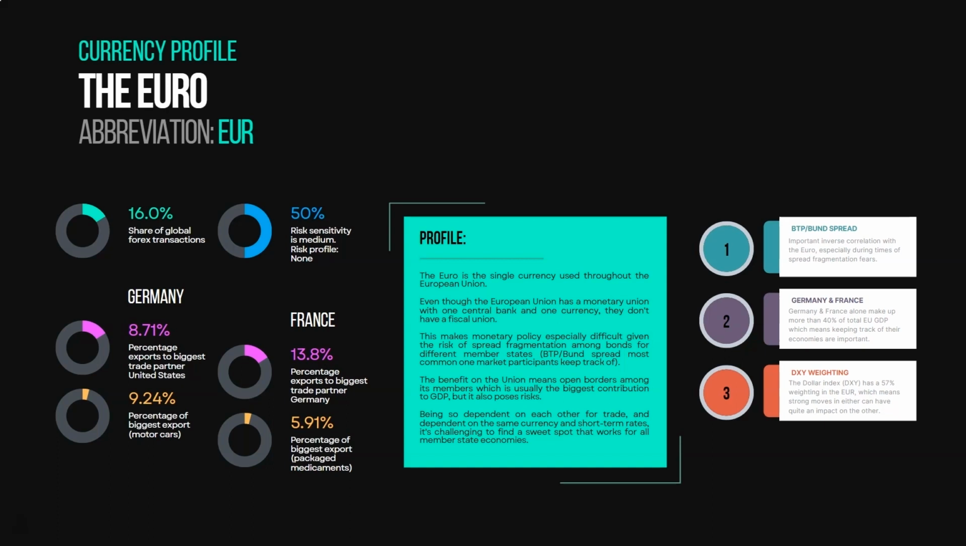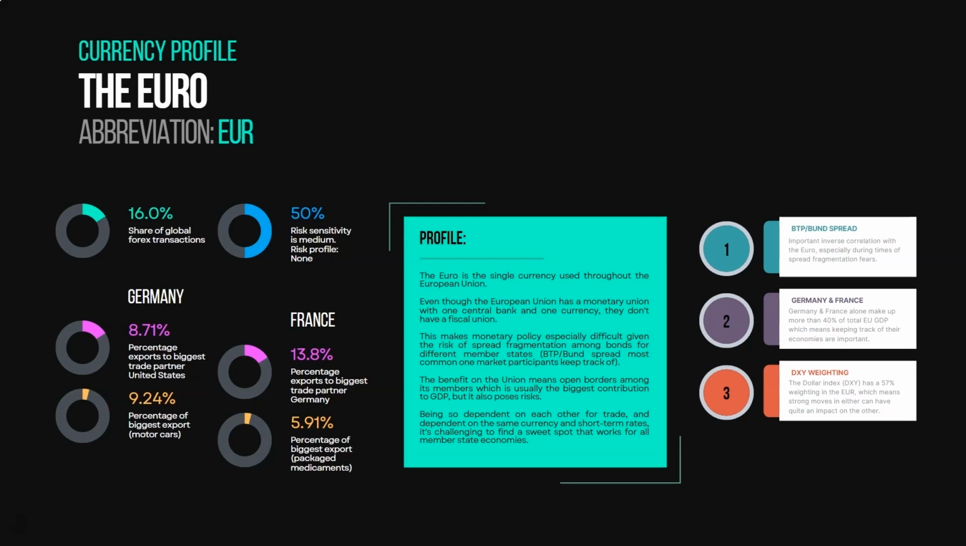The benefit of the union means open borders among its members, which is usually the biggest contribution to GDP, but it also poses risks. Being so dependent on each other for trade and dependent on the same currency and short-term rates, it's challenging to find a sweet spot that works for every member state in terms of economy and monetary policy. Now, looking at the stats, we can see 16% of the world's global forex transactions involves the euro, which makes it the second most liquid currency after the US dollar.